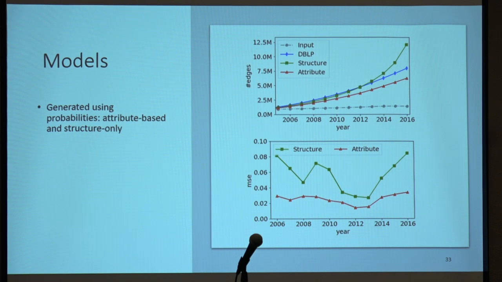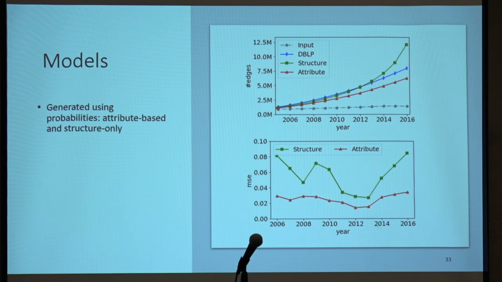Using those probabilities, we generated models. Here in the upper figure, you can see the number of edges generated. The blue line is DBLP, which is the original graph. The red line is when we use attribute similarity. And the green one is the structure model, when we use the unconditional triangle closing probabilities. So as you can see, both the structural and attribute-based models are following the same trend in number of edges. But our main difference is that we are producing more accurate and more realistic edges than a structure-only model.